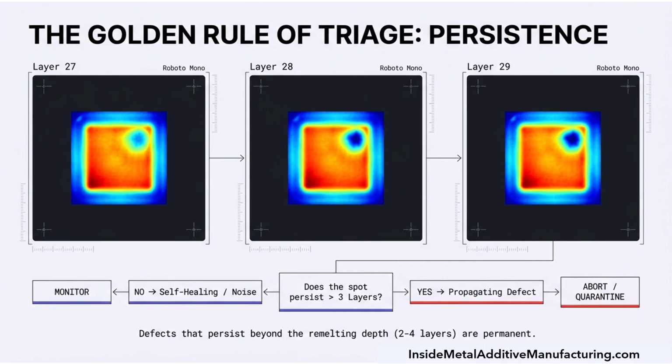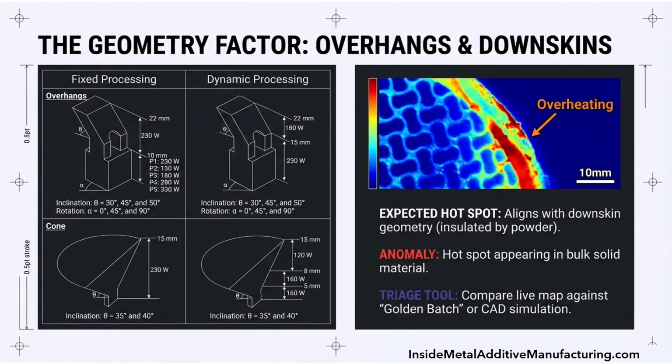The most important rule for an operator is persistence. Due to the self-healing nature of LPBF, the laser typically remelts 2 to 5 preceding layers, often filling small pores from the previous pass. An anomaly is only considered a propagating defect if it persists beyond this remelting depth, typically more than 3 layers. Context is everything when performing triage.